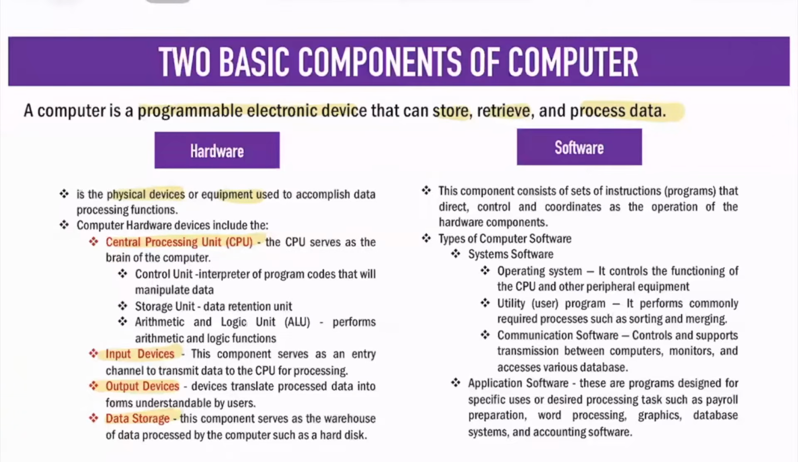First, your CPU. CPU, normally known as the brain of the computer, is the principal hardware component which now processes the programs of instructions. And CPU is composed of the following units. First, you have your control unit. Your control unit is the interpreter of program codes. Your storage unit is for data retention, and we also have your arithmetic and logic unit, which performs arithmetic and logic functions. So your control unit, storage unit, and your ALU compose your CPU.